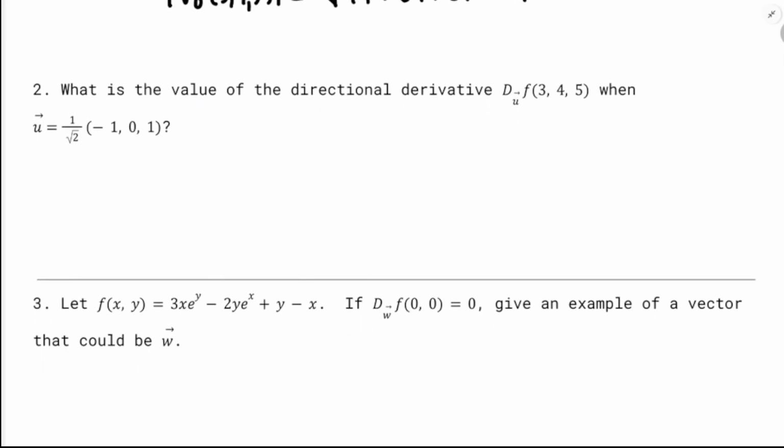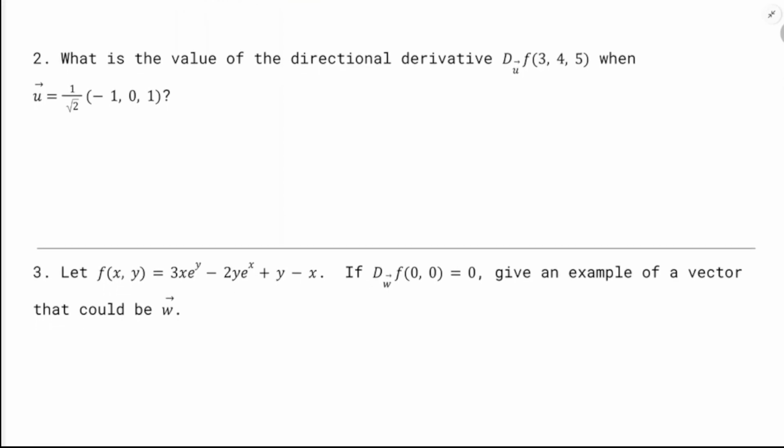What is the value of the directional derivative of f in the direction of u at the point 3, 4, and 5? Okay, in class, this one caused a lot of issues. And so I'm really glad that I put this on the quiz, because this is very similar to a prompt from one of the multiple choice questions I'm going to use on you.